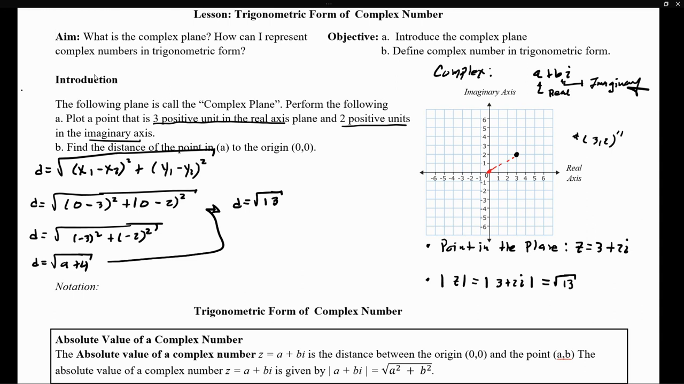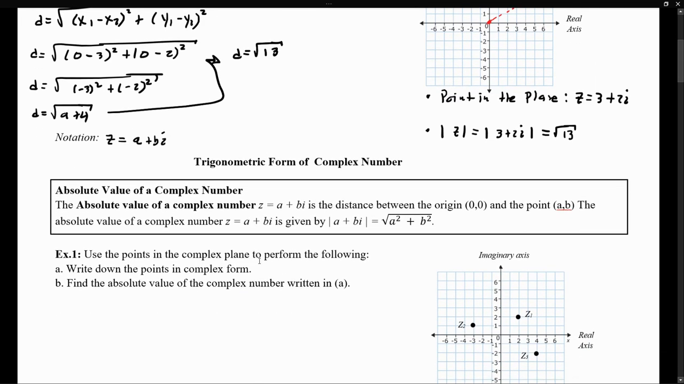And again, just to recap, any complex number, which for complex numbers we're going to be using the letter z, can be defined as just a + bi, where a represents the real and b represents the imaginary. So here, let's just summarize what we have just done.